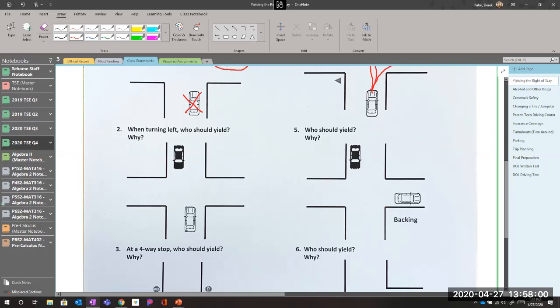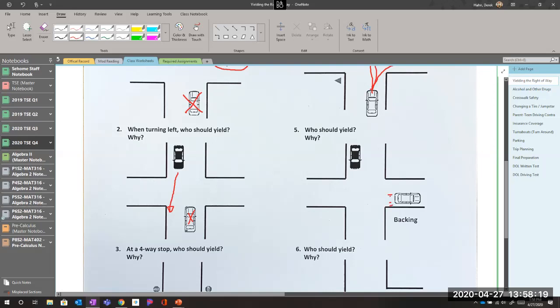We are turning left. This car is going straight. We do not have stop signs to control us, so the black car would go first. We would wait. Anytime we're making a left turn, we must yield the right of way to the car going straight.